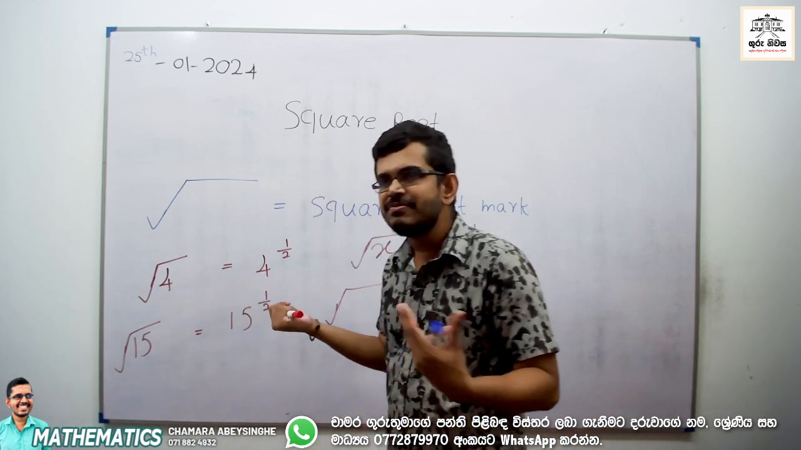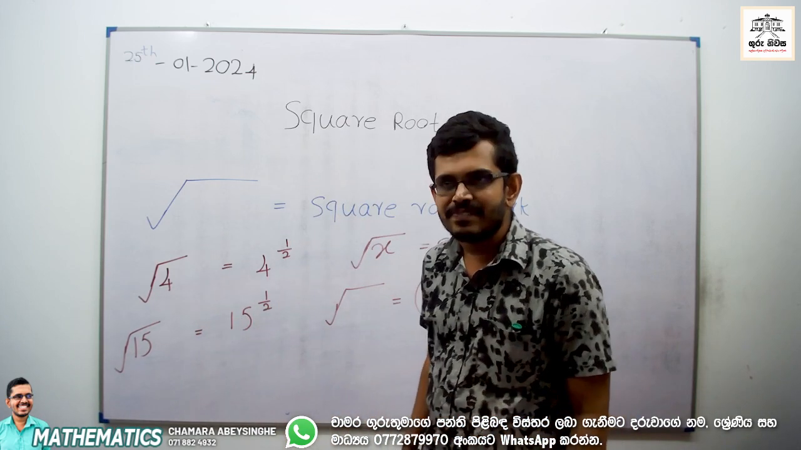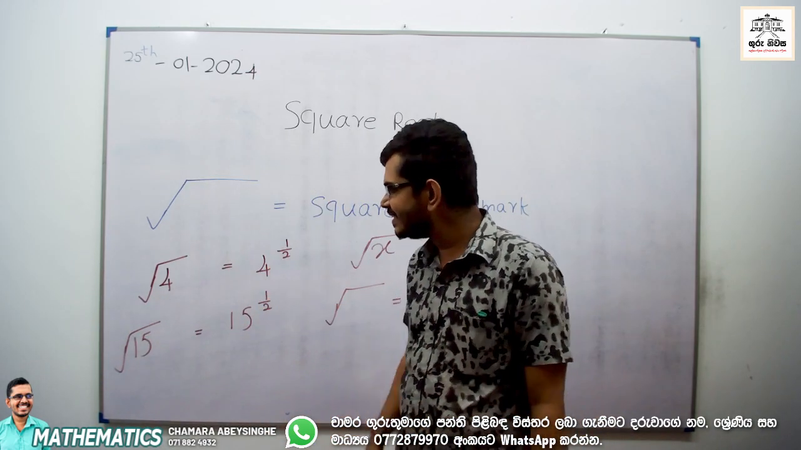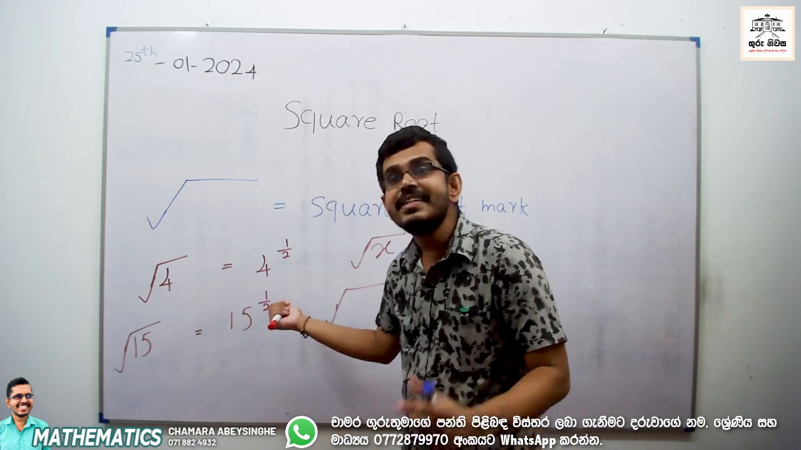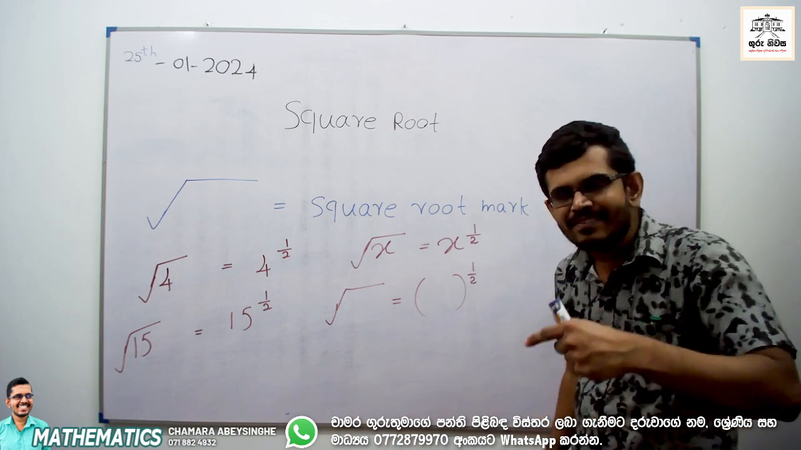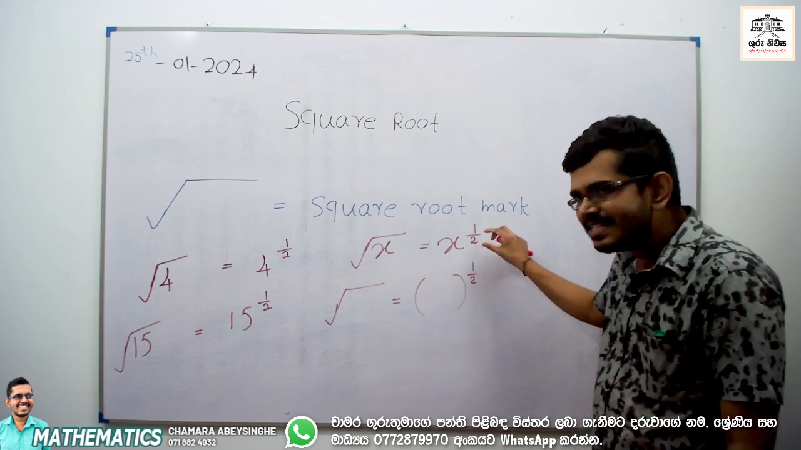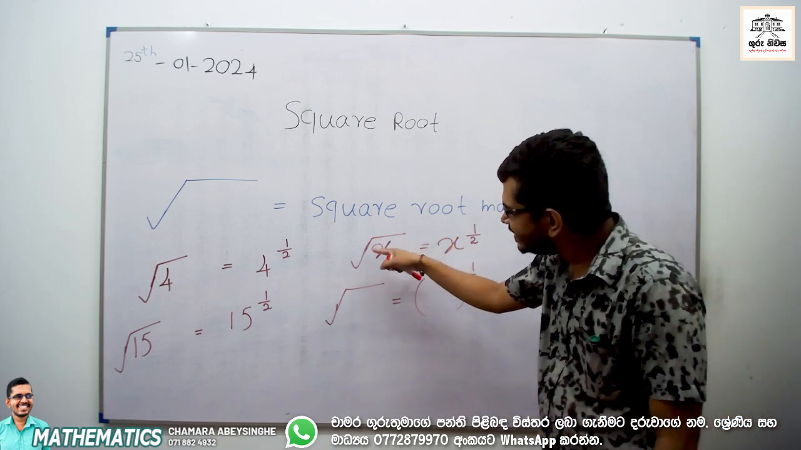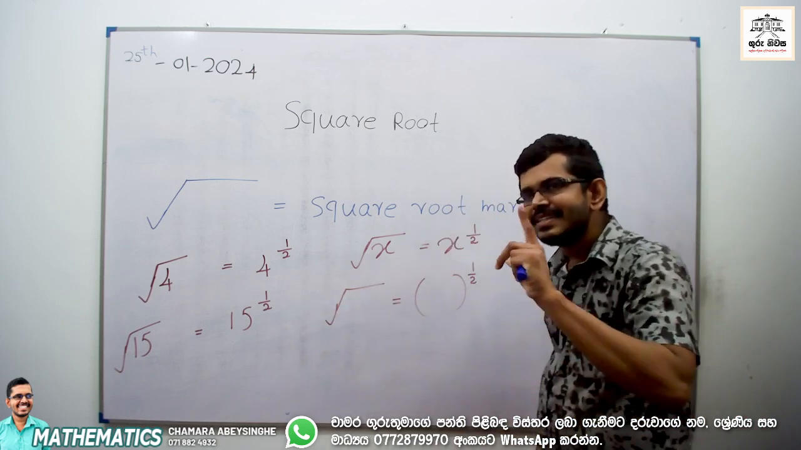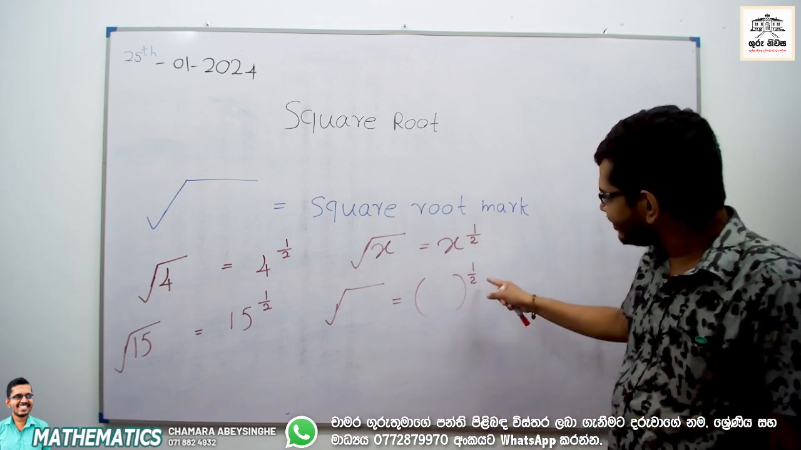And square root 15, student, we can represent as 15 to the power half. This square root mark represents the index half. And square root x, student, we can represent as x to the power half. This index half we can represent with the square root mark. So the meaning of the square root mark is that the index of a certain number is half.